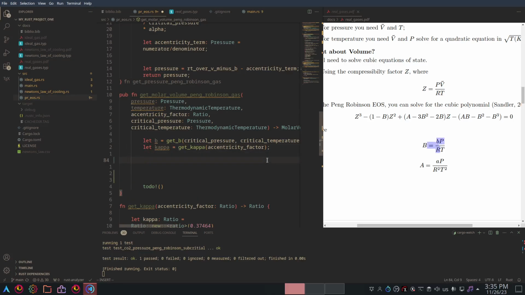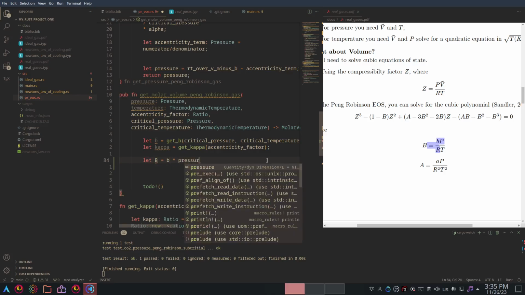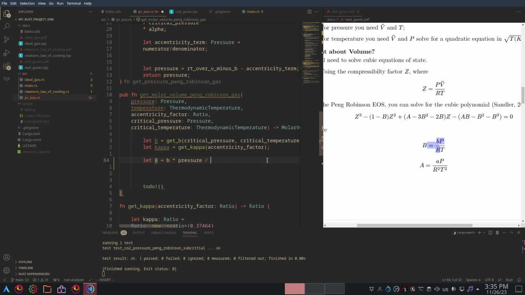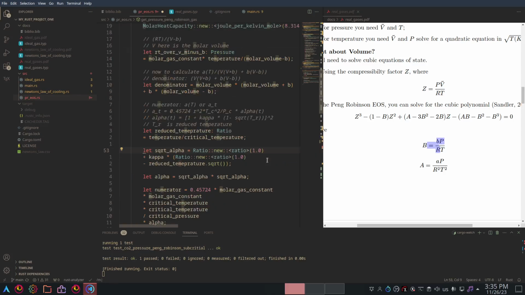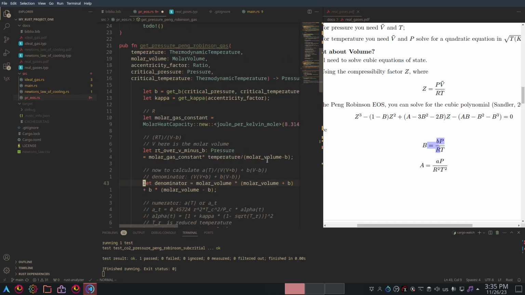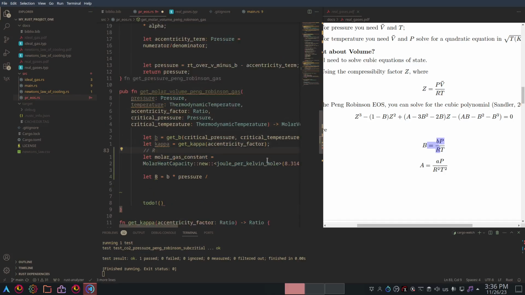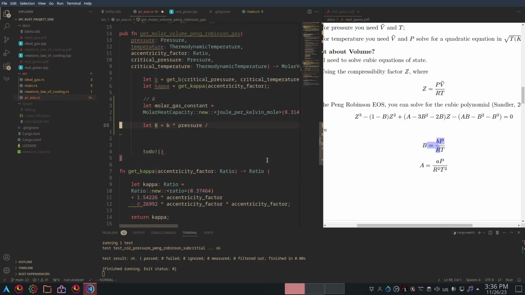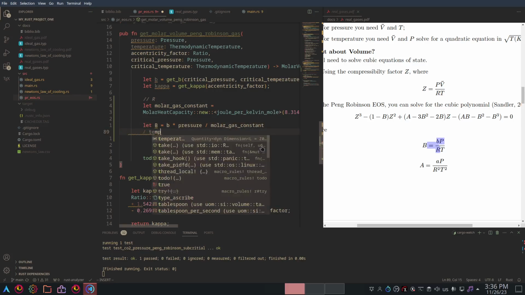I'm going to have let b equal to b times pressure divided by, where's the molar gas constant? I'm going to look for the molar gas constant. Okay, here it is. I'm using Vim key binding, so don't mind me. You can actually use your mouse as well, but I'm just more used to this. It's much more comfortable for me. So divide by the molar gas constant and divided by the temperature.